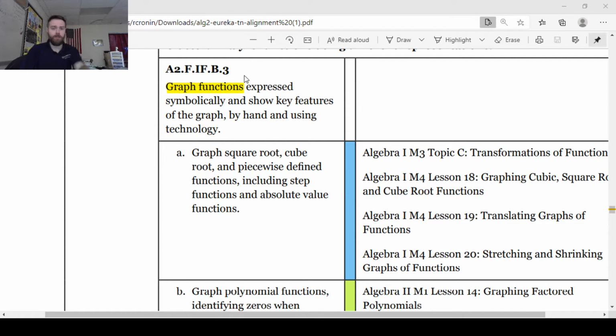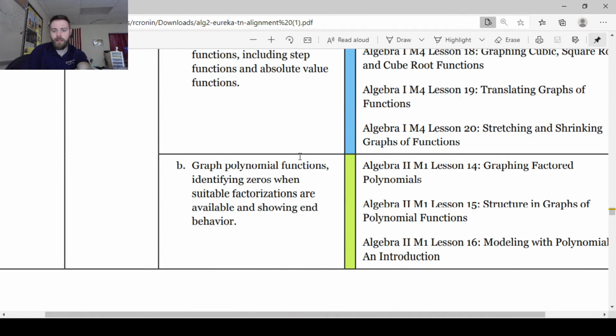But specifically for Algebra 2, F-IF.B.3, you want to be able to graph functions expressed symbolically and show key features of the graph by hand and using technology. So graph square root, cube root, and piecewise defined functions, including step functions and absolute value functions. And then graphing polynomial functions, that kind of comes later. But we've been going over stuff like that, so graphing factored form polynomial, structuring graph.